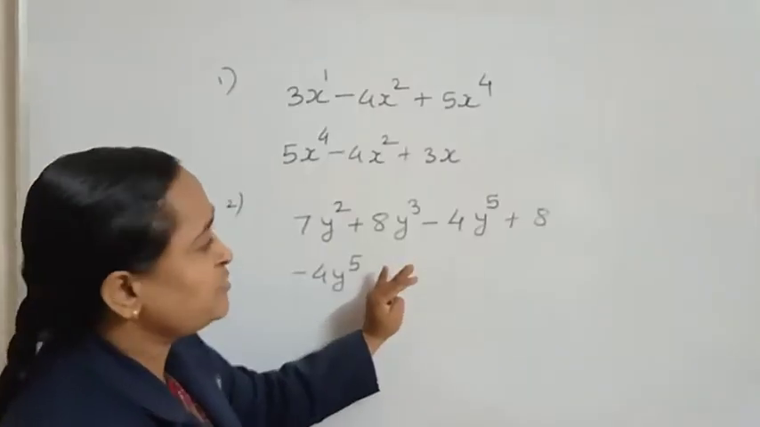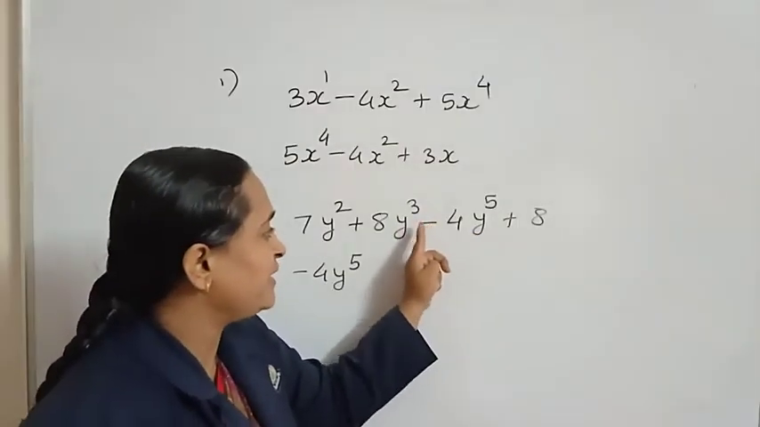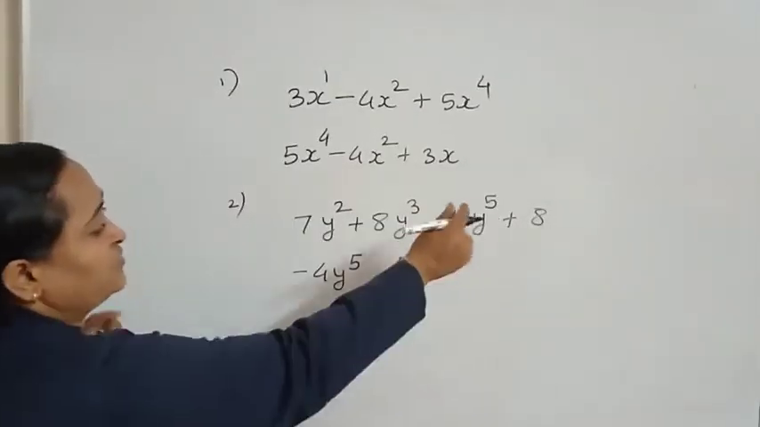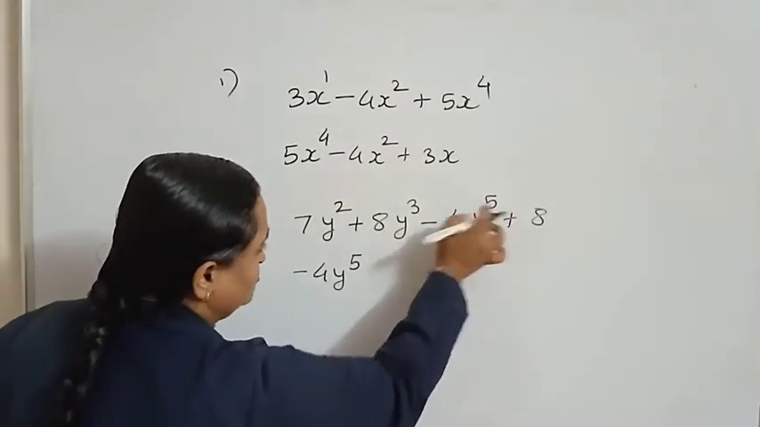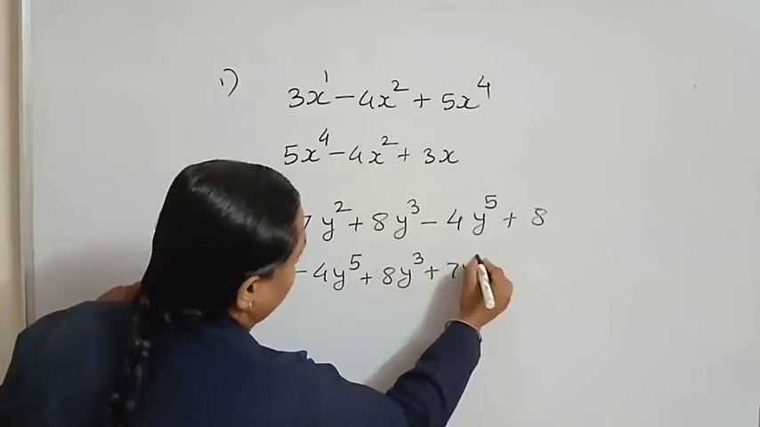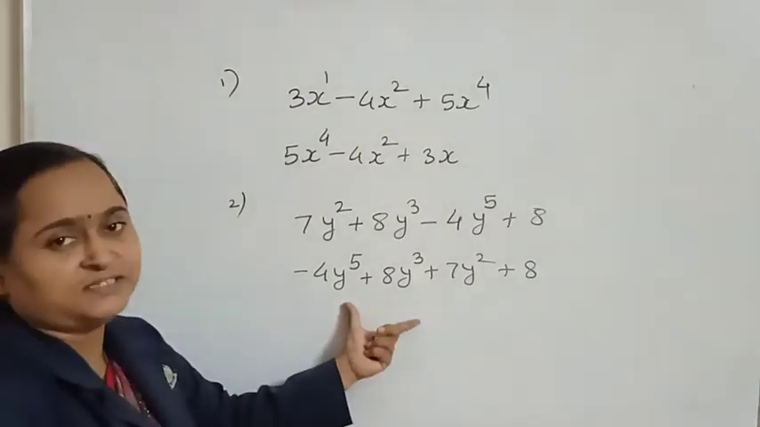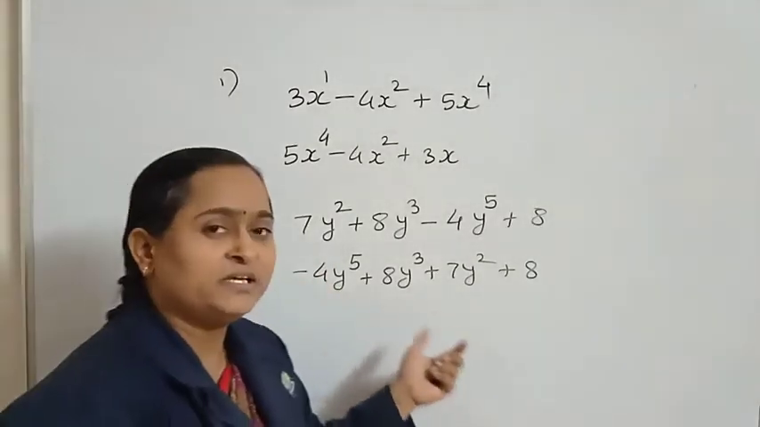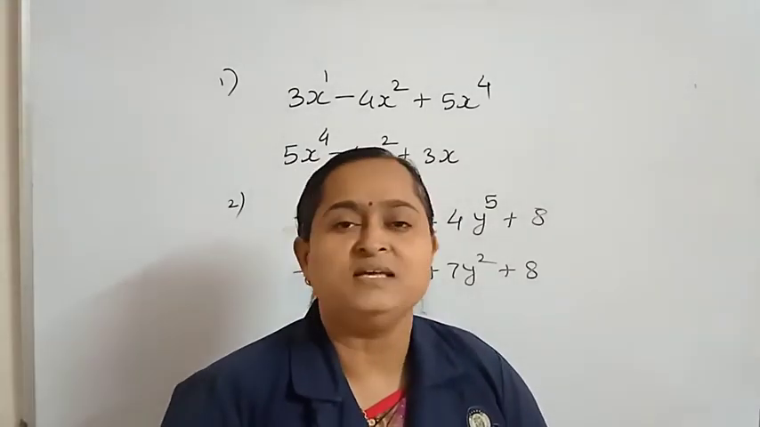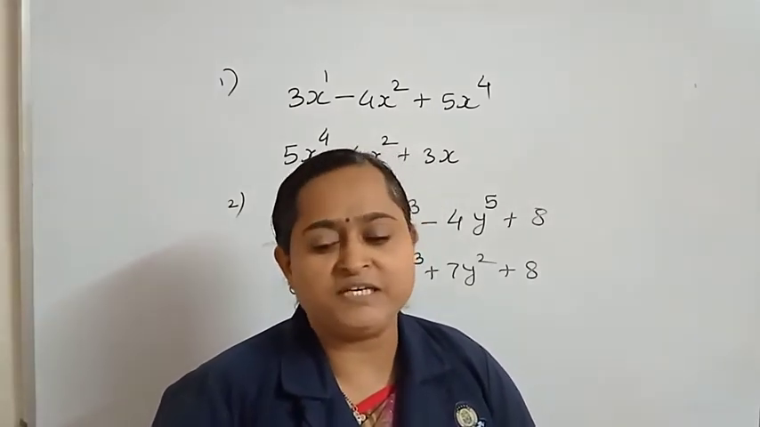Again one thing you have to keep in mind, though we are writing this term first, you don't have to forget this negative sign. With sign we have to take the terms. Then first term will be minus 4y raised to 5. Second term will come 8y cube. Then 7y square and then will come 8. Now this is standard form. Standard form means what? If the terms are written in descending powers of the variables, then that form is called standard form.